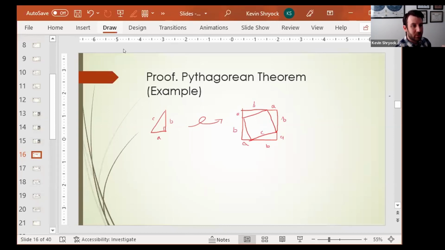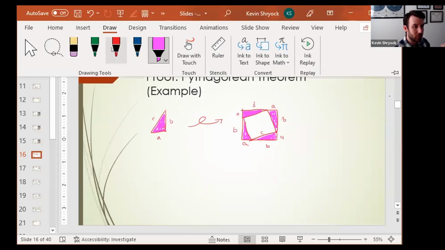Now to keep track of the fact that this was a physical thing, I'm going to give it a little highlighting. I'm going to highlight it pink here, and I'm going to highlight these pink as well. And so what we're going to see is we've got some empty space in the middle. We've got the physical triangles all around the outside, and then some empty space inside that.